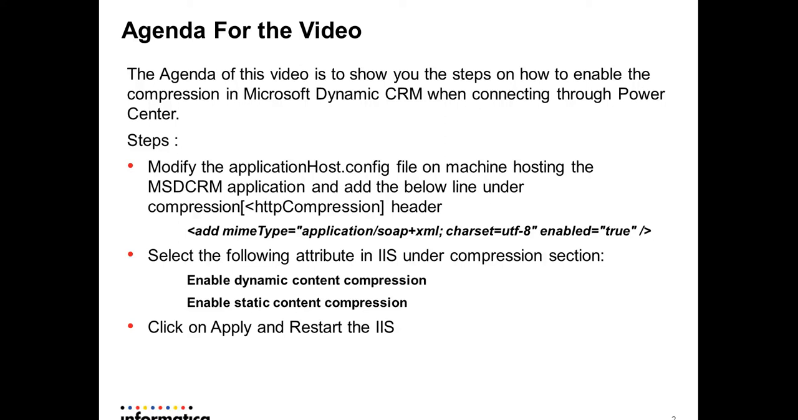Step number two is to open the IIS application, right? Click on the compression section. This will pop up a window where we will have the option to select enable dynamic content compression and enable static content compression. Once you select this, click on apply. Any changes in IIS require an IIS recycle, right? So we have to restart the IIS. Once the IIS is restarted, I think that's all.